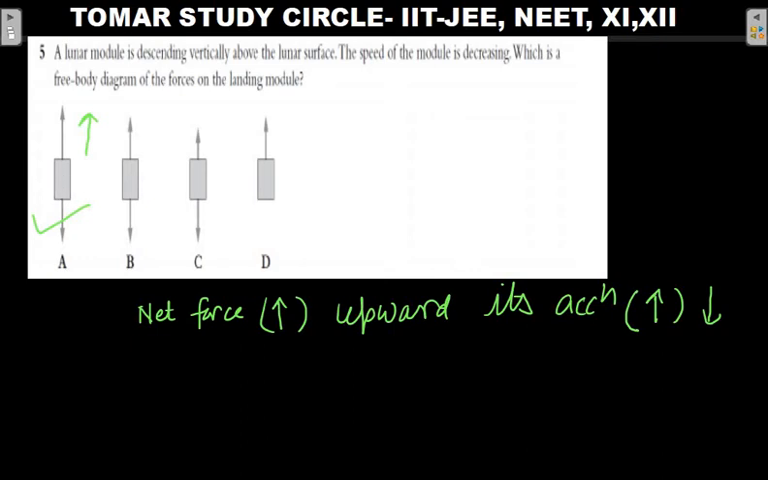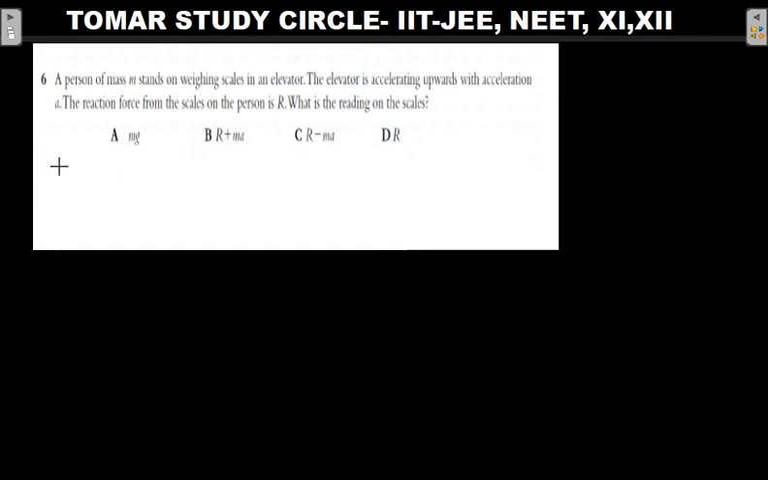Now we have to go to the next question. Question number 6. A person of mass m is standing on a weighing scale in an elevator. The elevator is accelerating upward with acceleration a. The reaction force of the scale on the person is R. What is the reading on the scale?